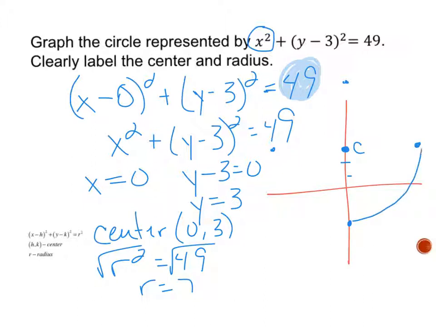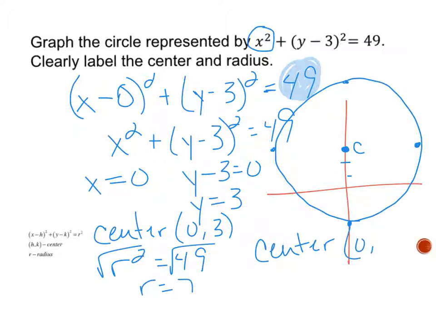So again, your circle probably is going to be better than mine. That one's not too bad. All right, and so the center of our circle is equal to 0, 3, and the radius of our circle is equal to 7.